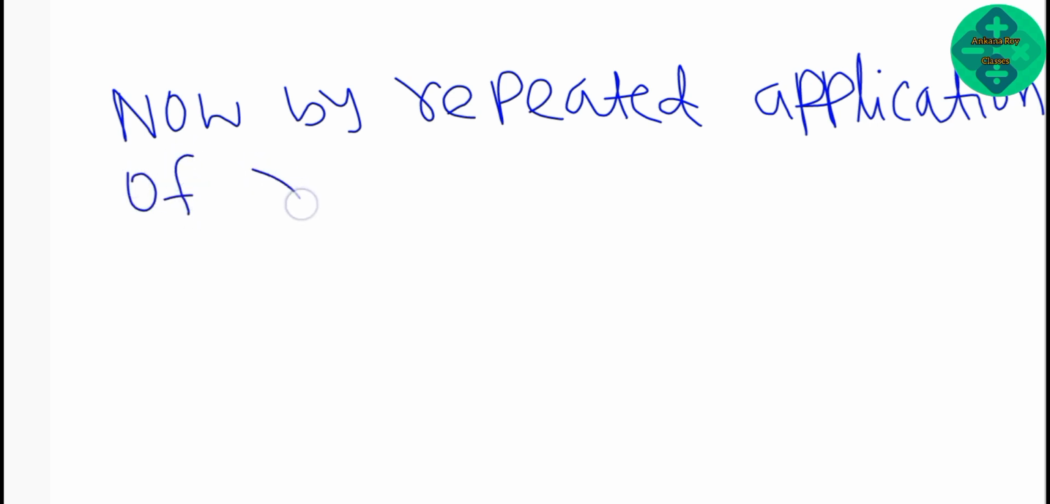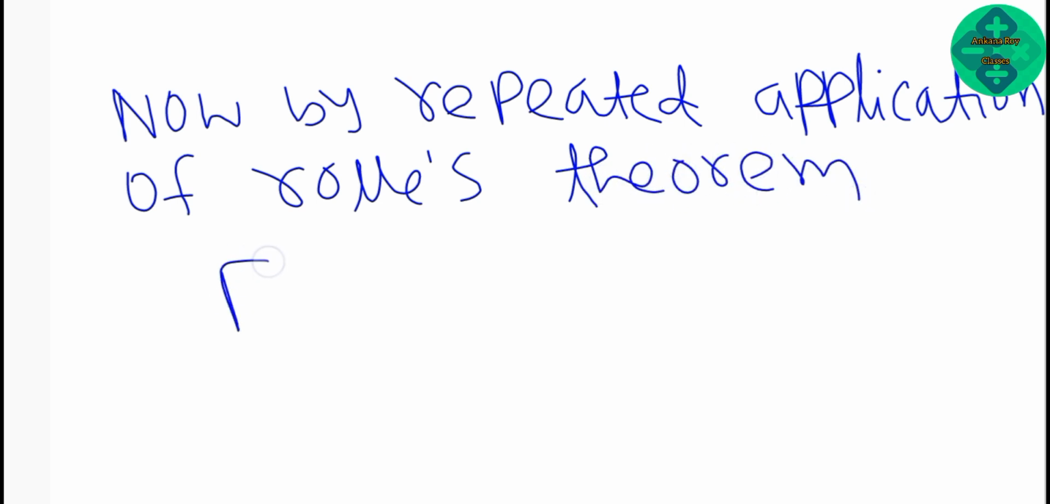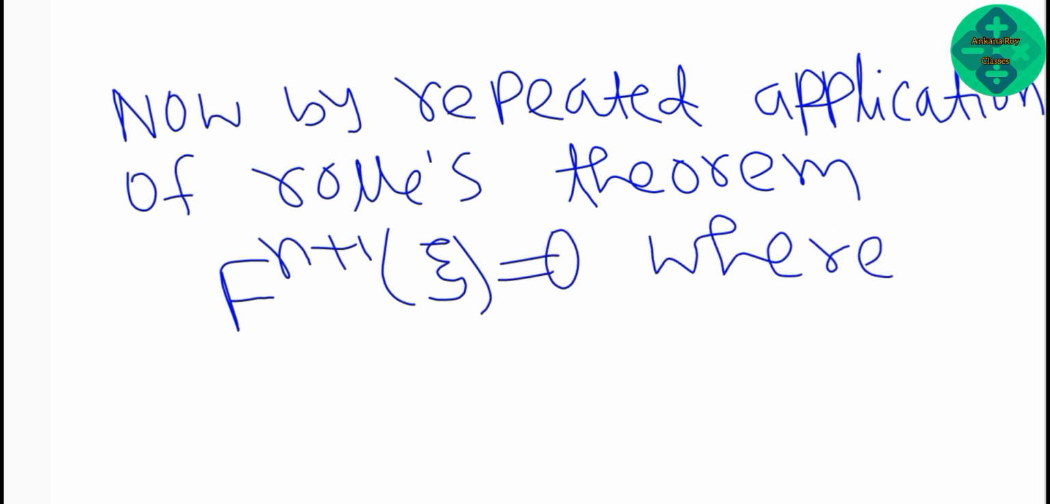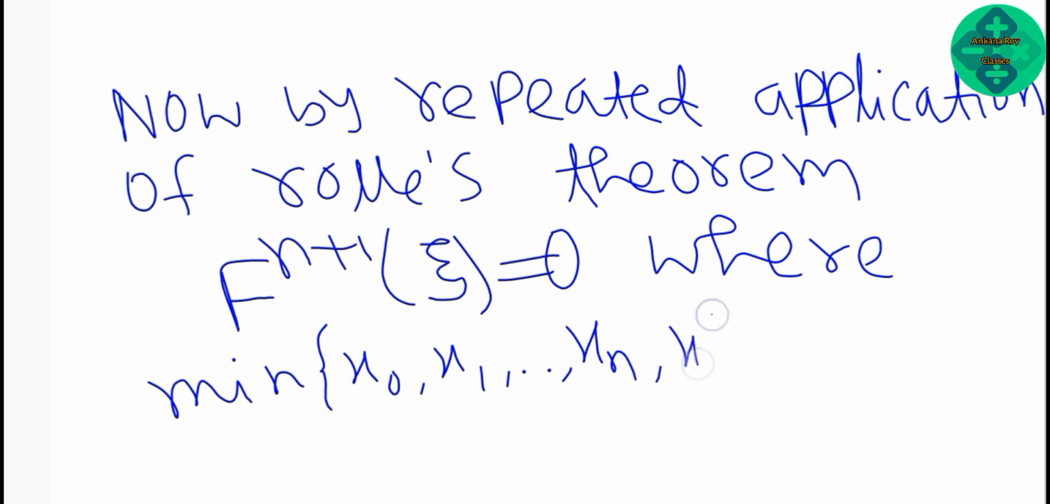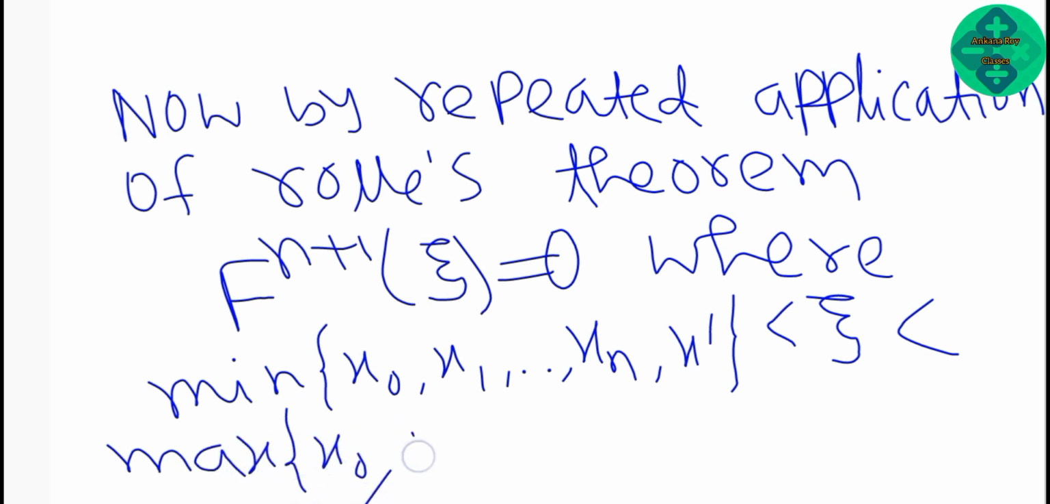Now, by repeated application of Rolle's theorem, we get the (n plus 1)th order derivative of capital F at the point xi is equal to 0, where the minimum of x0, x1 up to xn and x' is less than xi less than the maximum of x0, x1 up to xn and x'.